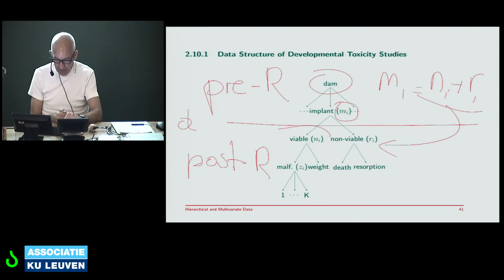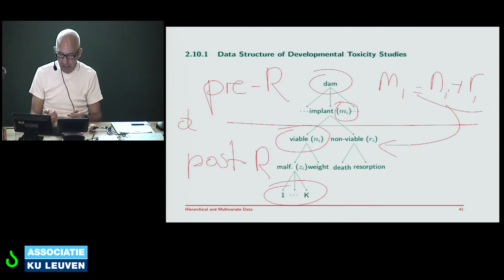Likewise, if we further examine the viable fetuses, we will see that some have malformation type 1, some 2, some 3, some all of them. So in general, we could think of K malformations that will be examined. And then weight is, of course, also to be examined.